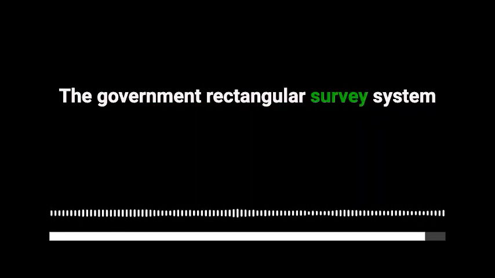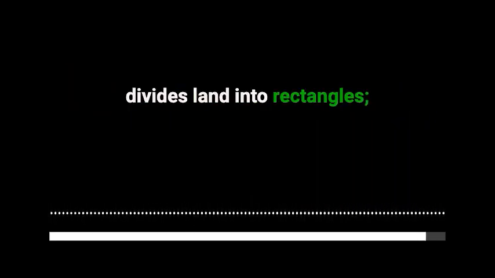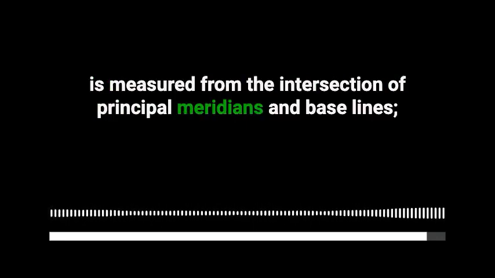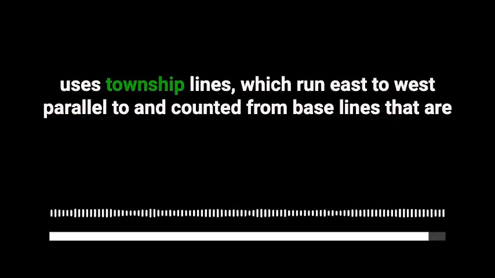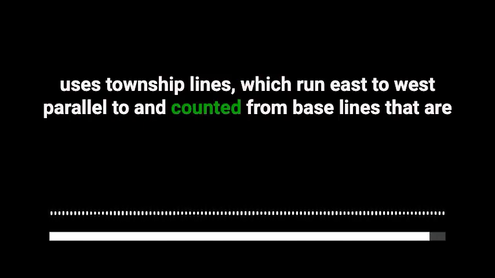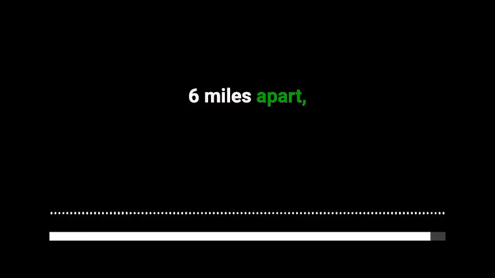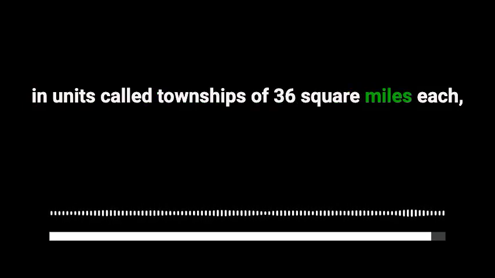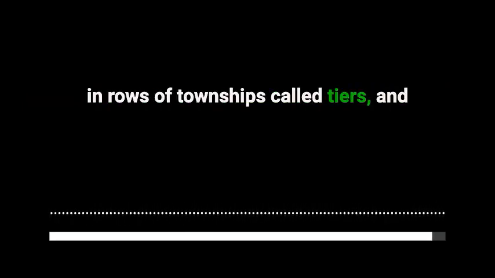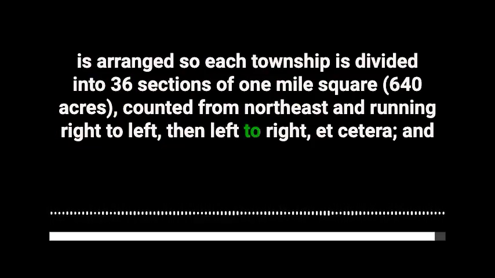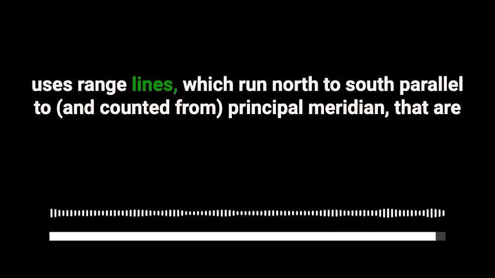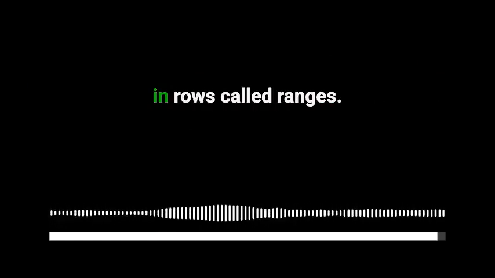The government rectangular survey system divides land into rectangles, is measured from the intersection of principal meridians and baselines, is referenced by degrees of longitude and latitude, uses township lines, which run east to west parallel to and counted from baselines that are 6 miles apart, in units called townships of 36 square miles each, in rows of townships called tiers, and is arranged so each township is divided into 36 sections of 1 mile square, counted from northeast and running right to left, then left to right, etc., and uses range lines, which run north to south parallel to principal meridian, that are 6 miles apart in rows called ranges.